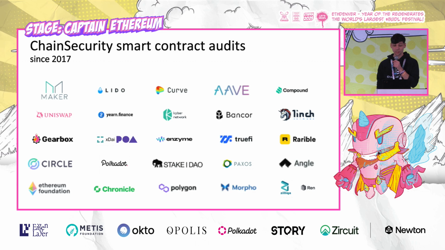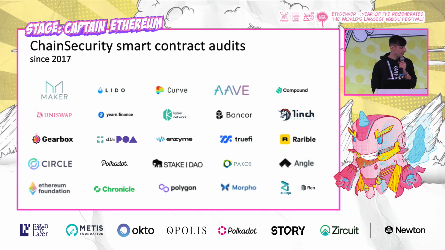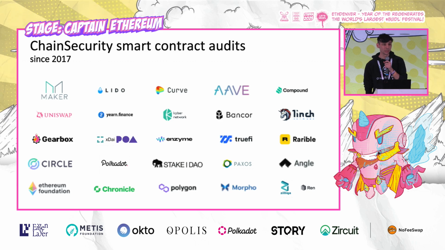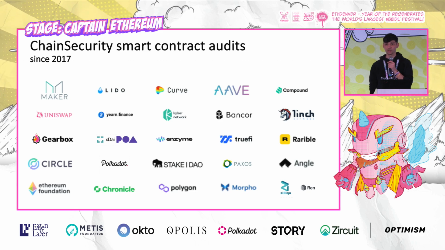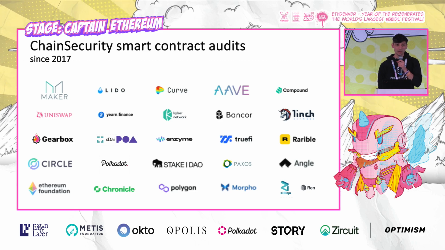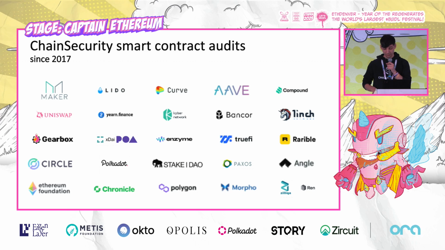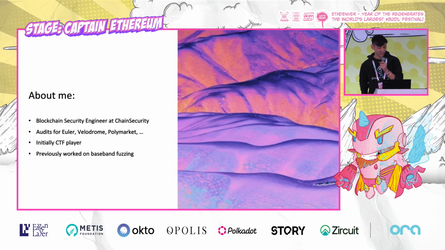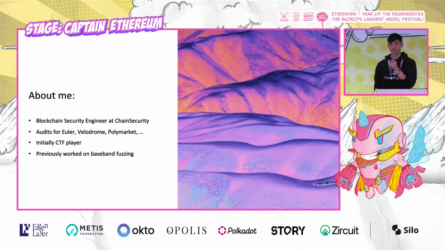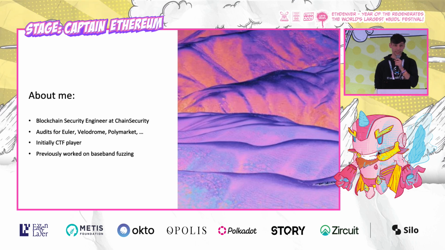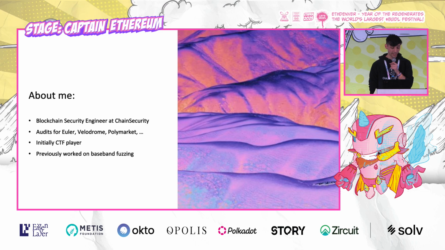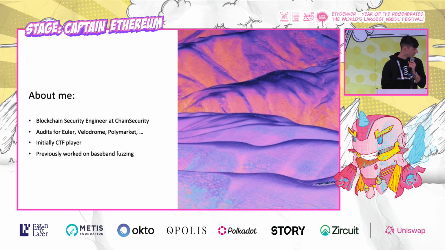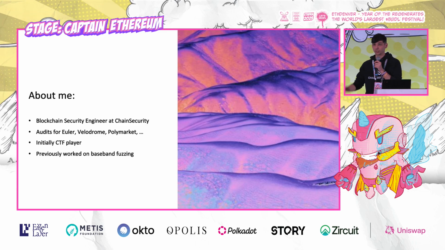So I work at ChainSecurity. I'm doing smart contract audits actually. We are working with many big players in the space, and we sometimes have to audit Cairo smart contracts. So that's where most of our knowledge will be from today. Okay, about me, as I said, I'm doing the audits. I audited Euler, Velodrome, Polymarket, and worked on many more projects. I initially come from a more traditional background, doing CTFs, and I previously worked on baseband.